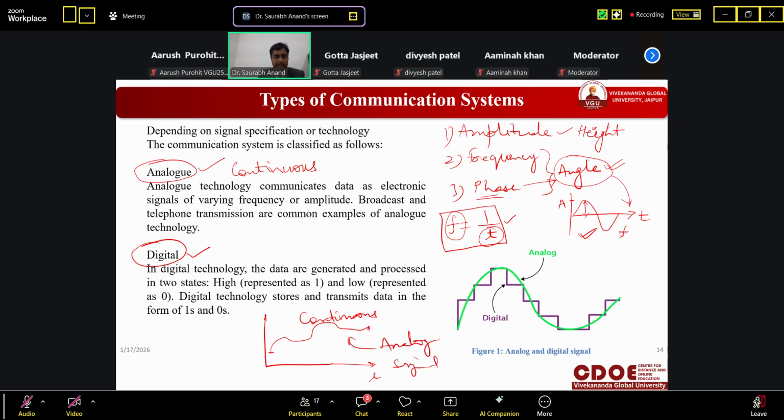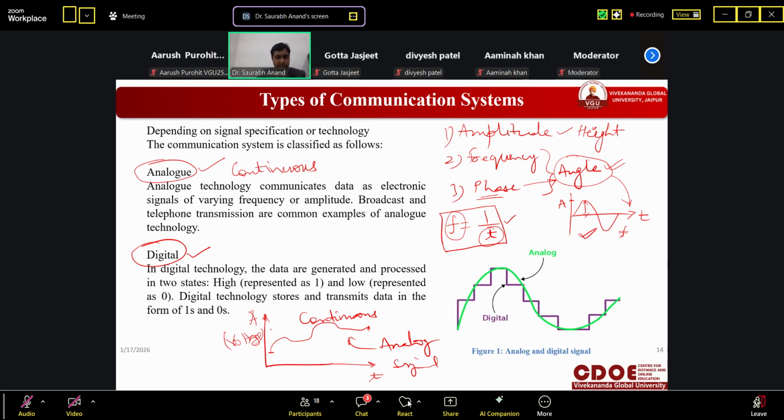Whenever we draw it, we consider time on the x-axis and amplitude on the y-axis. And amplitude is basically the voltage. What is amplitude showing? Amplitude is showing the voltage of the given signal.